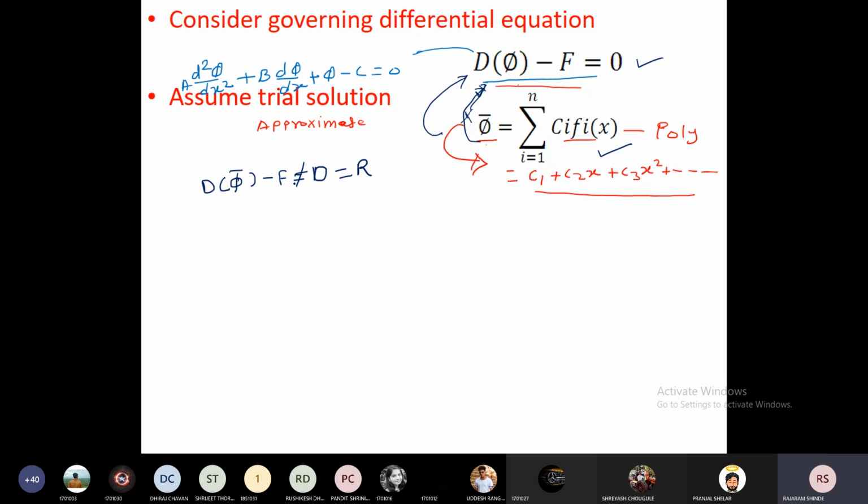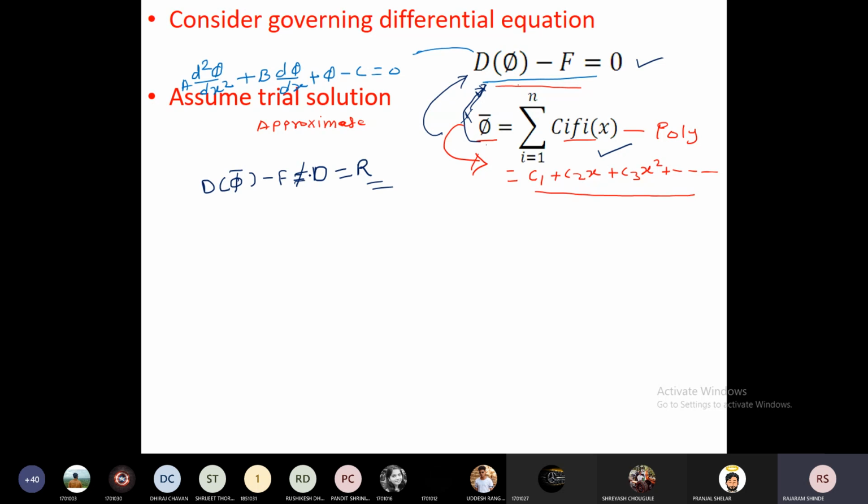Error means on the right side you will not get 0. That error is known as a residual. Here I am putting phi bar in the differential equation, which means I am solving the differential equation by a trial solution, by an assumed solution. When I solve that differential equation by a trial, assumed or approximate solution, I will get some error. That error is known as a residual.